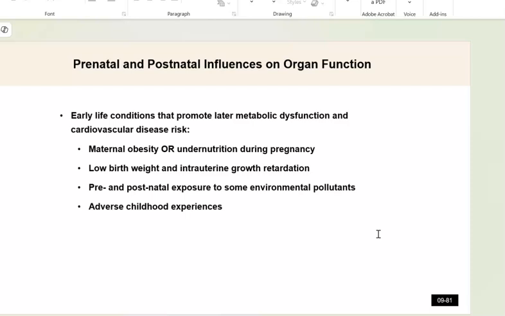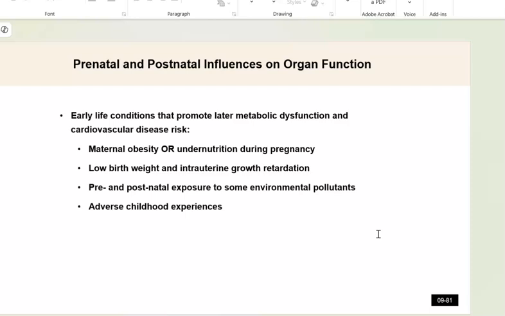Famine studies have shown that maternal starvation can result in glucose intolerance or hypertension. There are studies that demonstrate that low birth weight infants develop type 2 diabetes and coronary artery disease at greater rates than those with a normal birth weight.